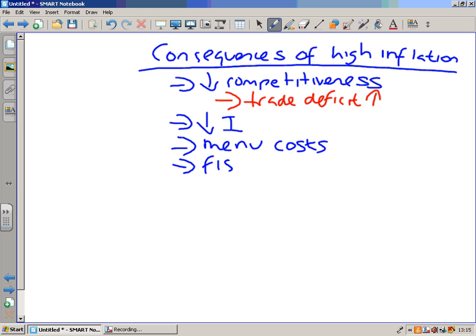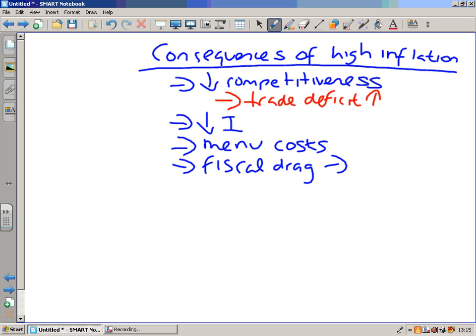Another one, fiscal drag. Big problem for taxpayers, higher inflation rates. As wages start to increase, people get sucked into higher tax brackets. They might not be any better off than what they were. What they find is that they pay higher tax.